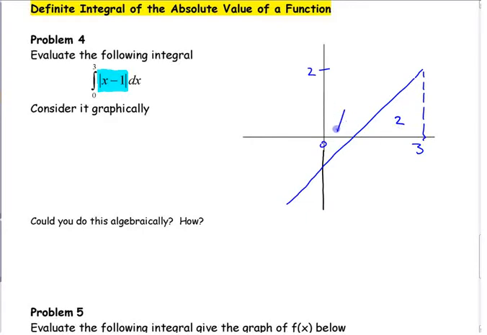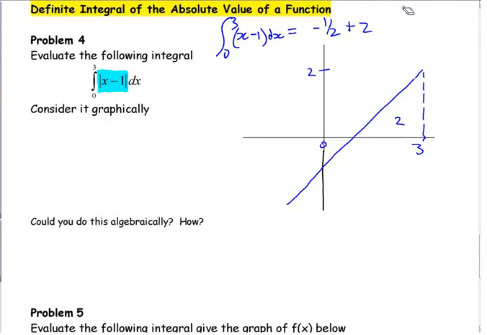2. What's the area of this little triangle in here? This is 1, 1, so it's going to be a half, right? Half of 1 times 1. So the integral from 0 to 3 of just x minus 1 would be negative a half plus 2, or 1.5. We could call it 3 halves.